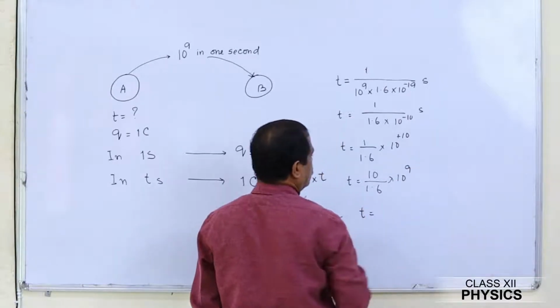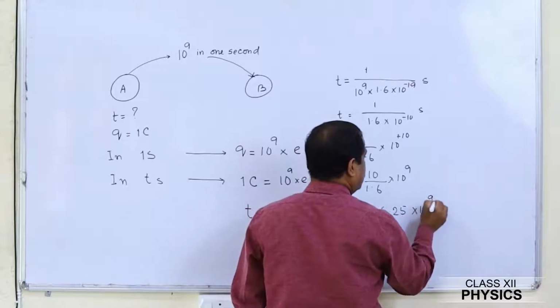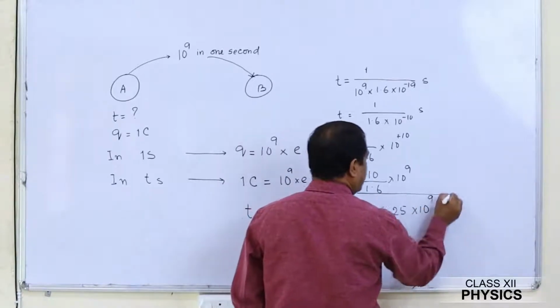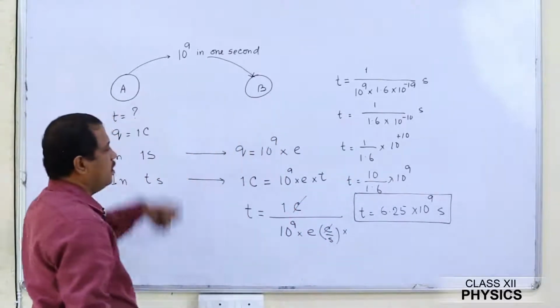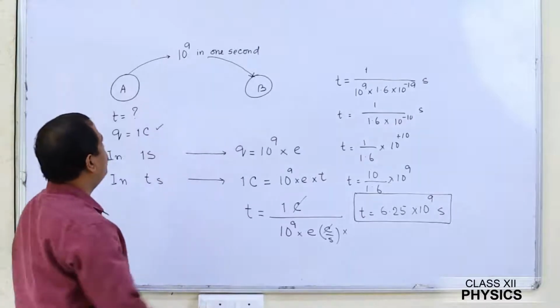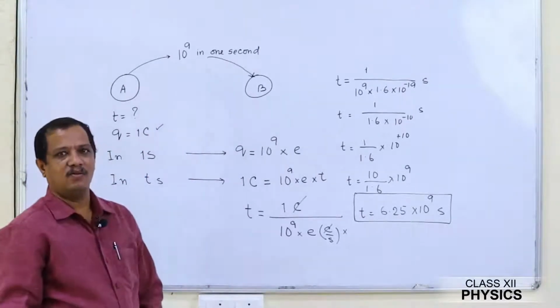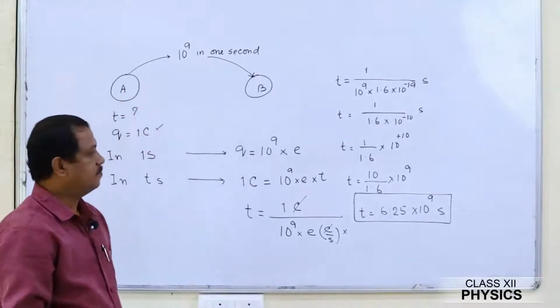Otherwise, T is equal to 6.25 into 10 power 9 seconds. So this is the time taken by the body A to assume a charge of 1 coulomb if 10 power 9 electrons are transferred in 1 second from body A to B.